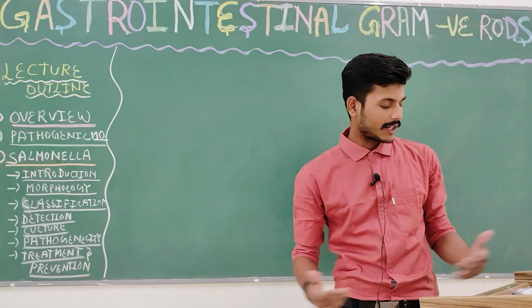They are gram-negative, and they are facultative anaerobes, meaning they can survive in both environments, aerobic as well as anaerobic. Now, they come under the Enterobacteriaceae family. They are non-acid-fast bacteria, and it was first discovered by D.E. Salmon, a bacteriologist, from whom the name is derived, for the first time in the pig's intestine.